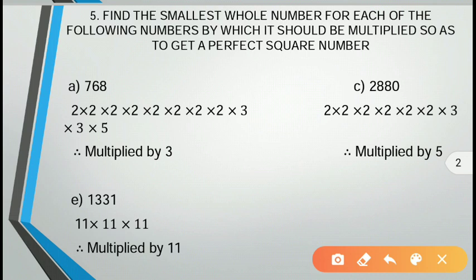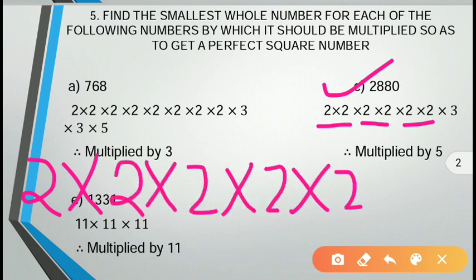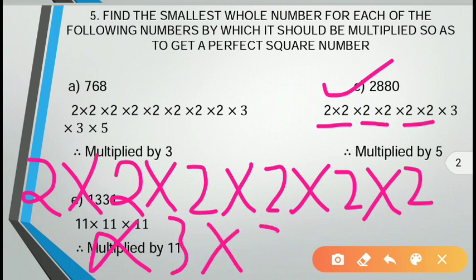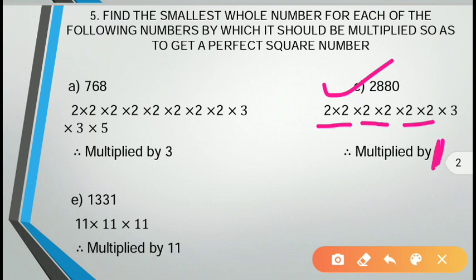Next is 2880. This is your prime factorization. Now start making pairs. This is one pair, another pair, this is one more pair. Here if you had one more 3, this would become a perfect square. But here only one 3 is there, so you need to multiply it by 3. There should be 3, and there should be 5. Please correct it in your copy.